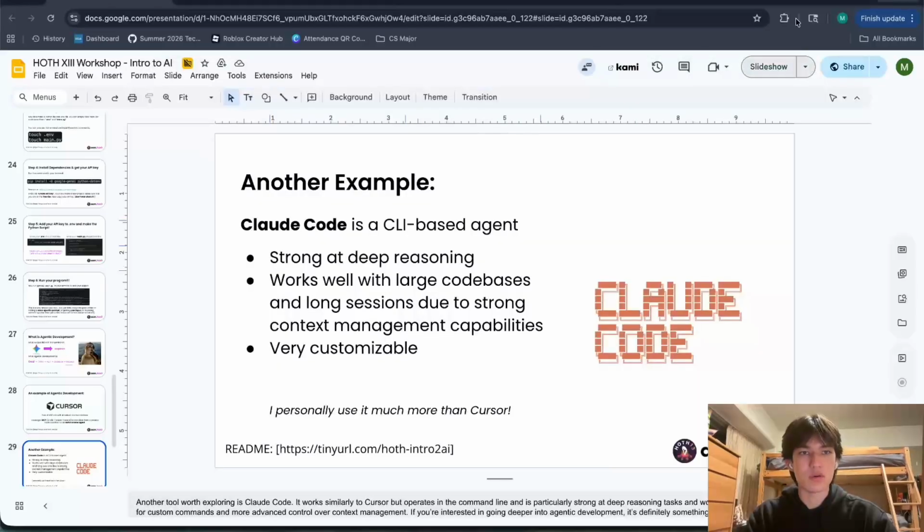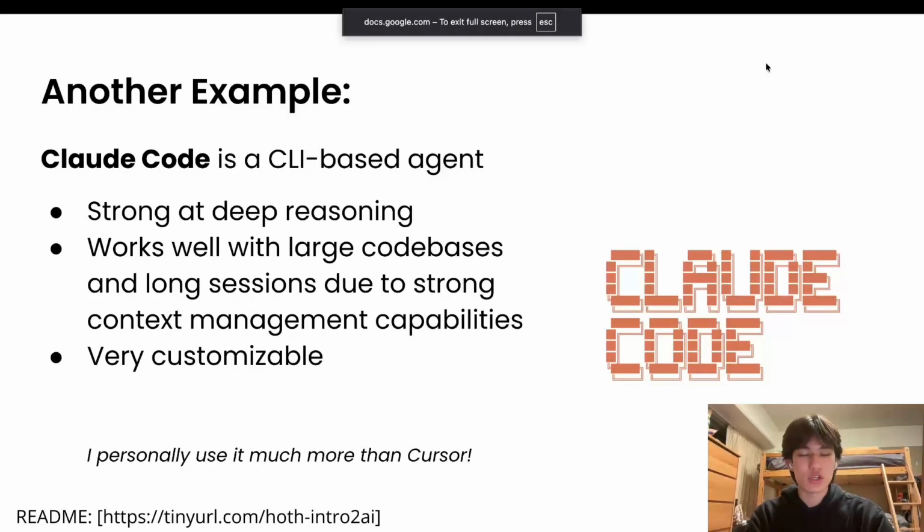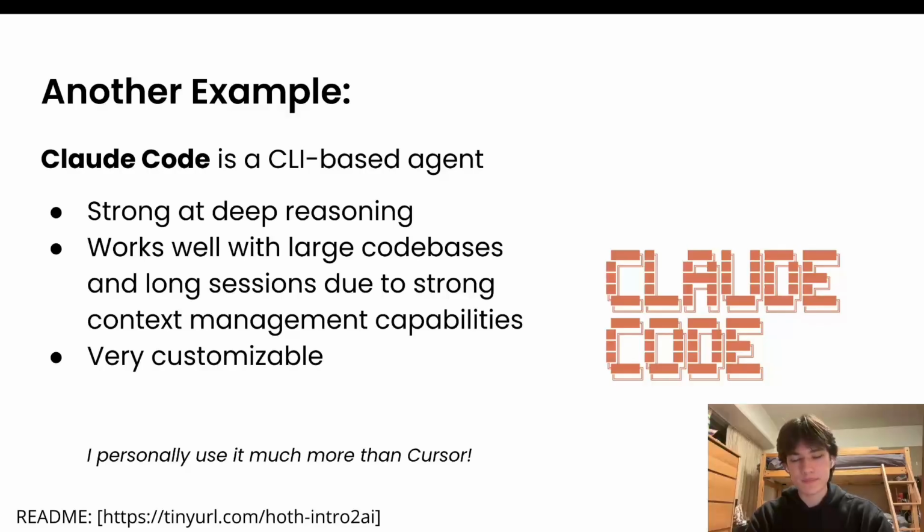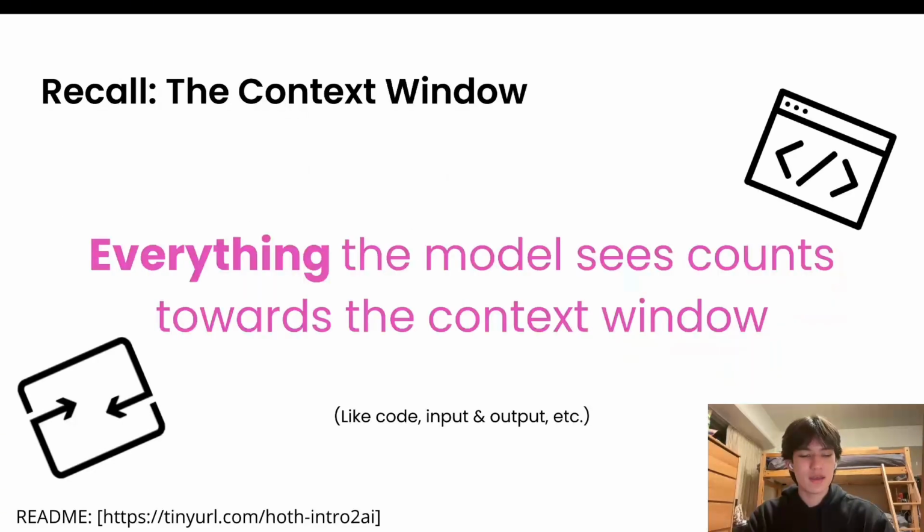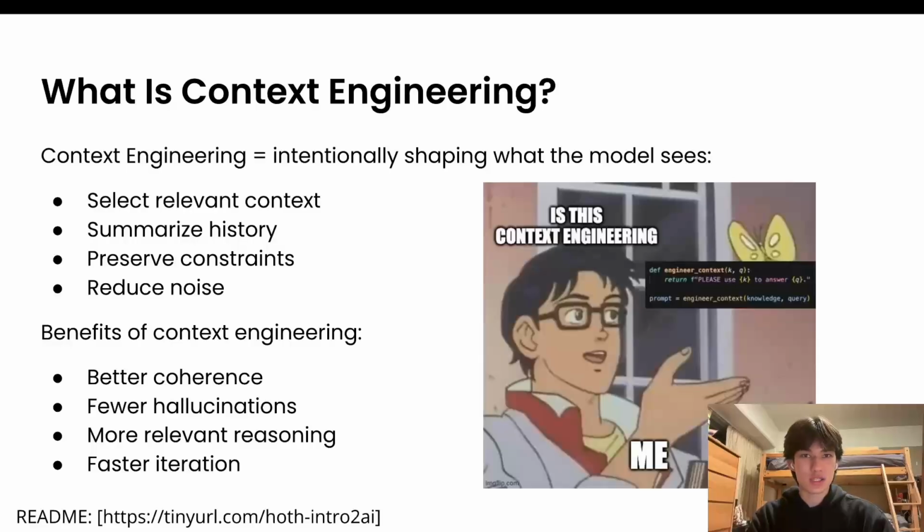I personally use Claude Code the most because it has very strong deep reasoning and it works well with large code bases because you have very customizable context manipulation. So let's actually get more into that. If you guys remember the context window, every input and every output that the model gives you counts as tokens towards the context window. So code, input, output, the entire conversation that you've had, tools that it uses, all is counted towards the context window. So this introduces context engineering.